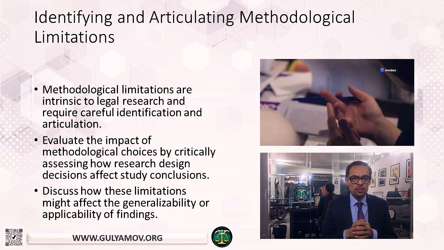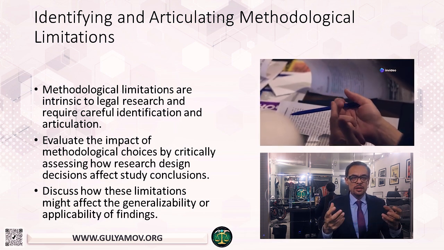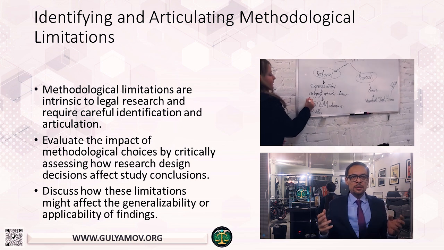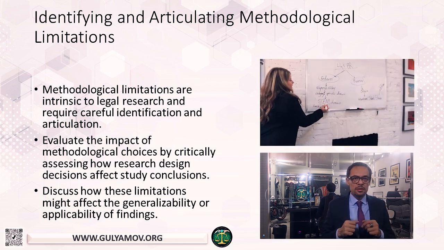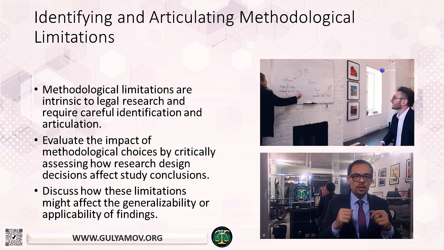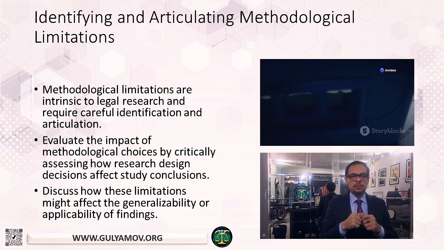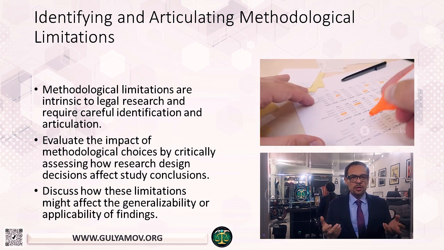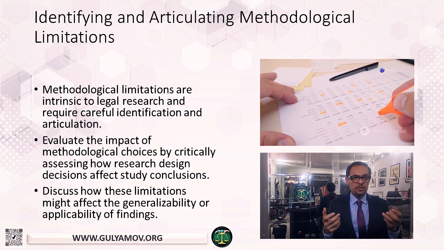Common constraints include challenges in data collection, sample selection biases, and limitations in analytical approaches. For example, in an empirical study of plea bargaining practices, acknowledge: our reliance on court records may not fully capture negotiation process nuances, potentially omitting important contextual factors influencing plea decisions. Evaluate the impact of methodological choices by critically assessing how research design decisions affect study conclusions.